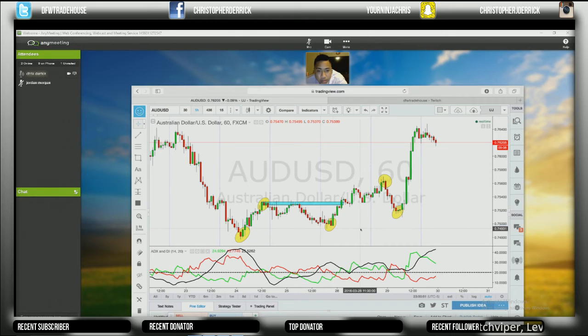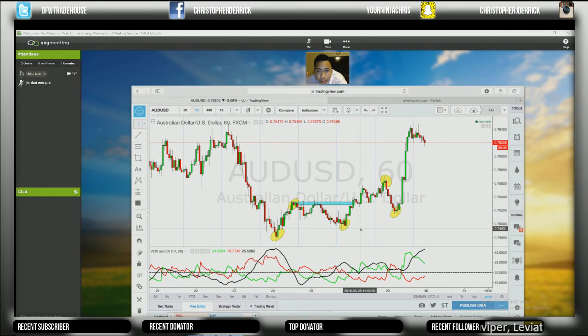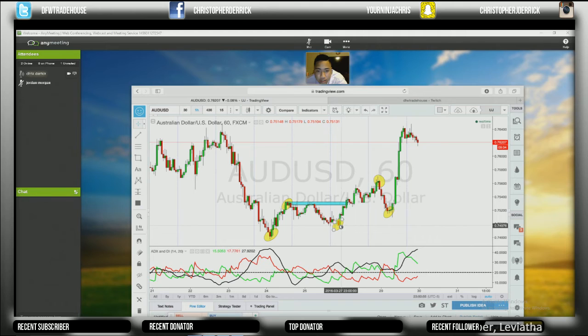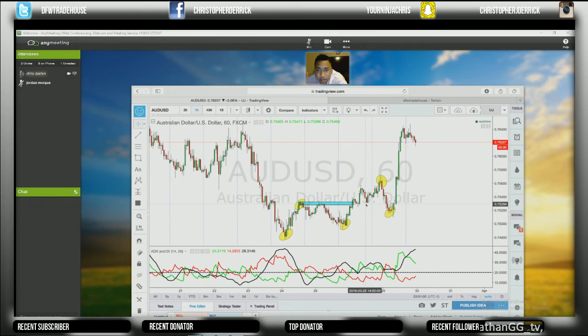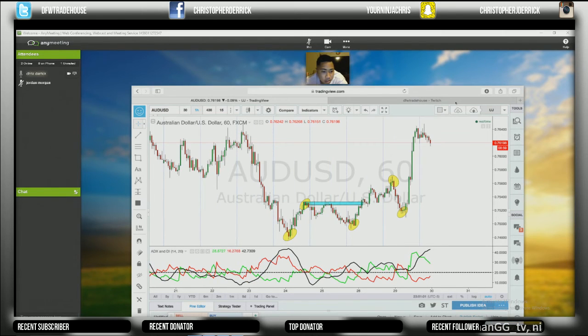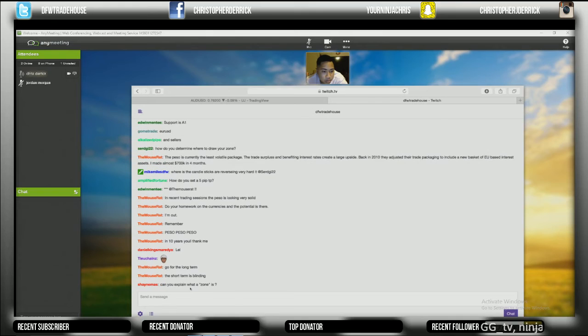Still 34 pips. Even when it's just consolidating down a little bit, you still could have caught that. You know what I'm saying? Easily. Don't chase trades. It's right there. Go for the long term.